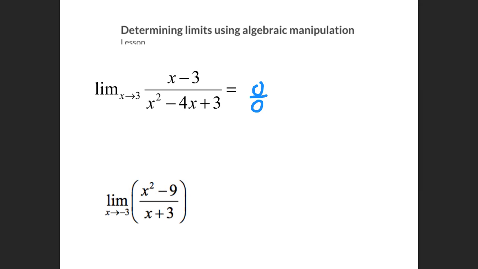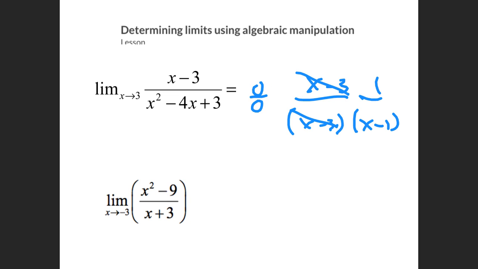My first step is always try to factor. So x minus 3, and then x squared minus 4x plus 3, so that's going to be x minus 3 times x minus 1. And what happens is the x minus 3's cross off, so I'm left with 1 over x minus 1. Now I can plug in 3. So this is going to be 1 over 3 minus 1, so 1/2. So my limit is going to be 1/2 there.